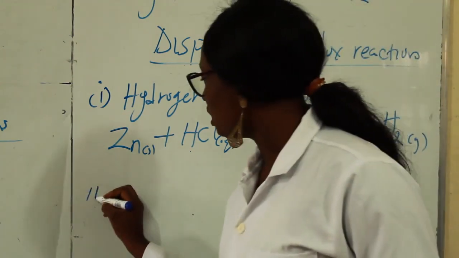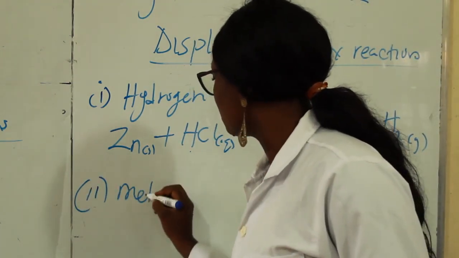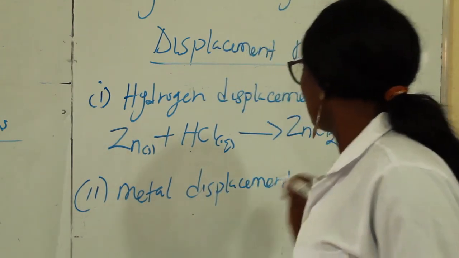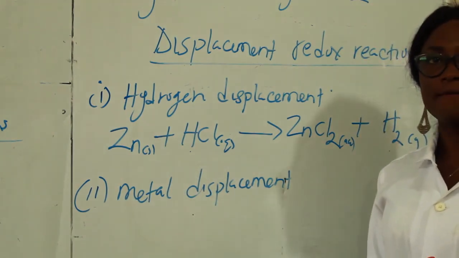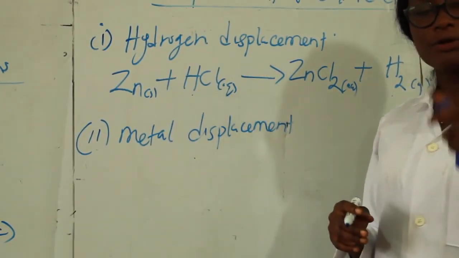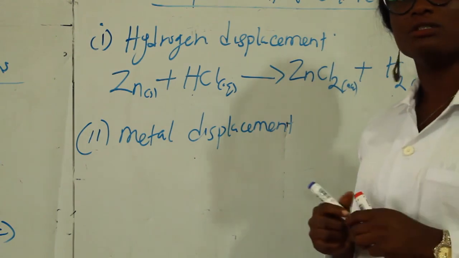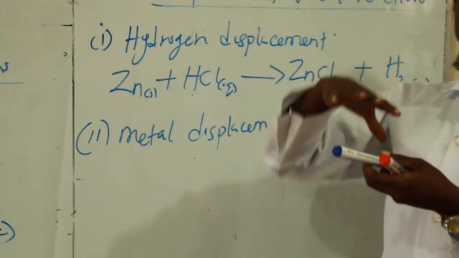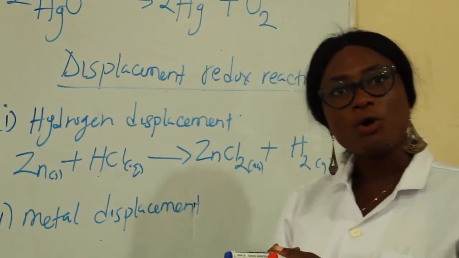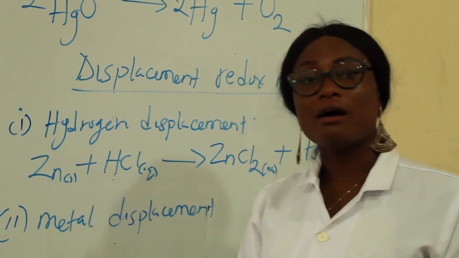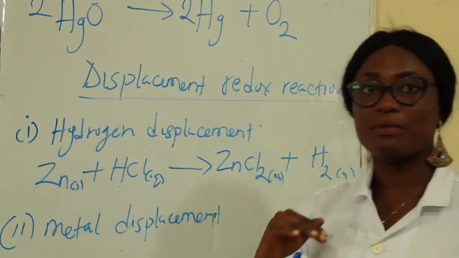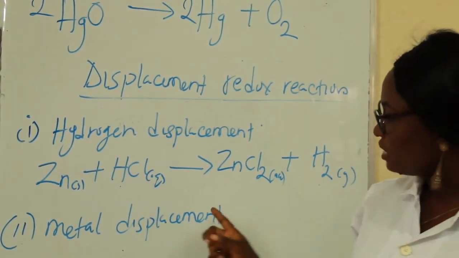Now another one is metal displacement. Now you have a metal displacing another metal. I will remind you that the activity series shows the reactivity of elements. The elements below in the activity series are not very reactive. The ones above are very reactive elements. Now I'll give you an example for this metal displacement.